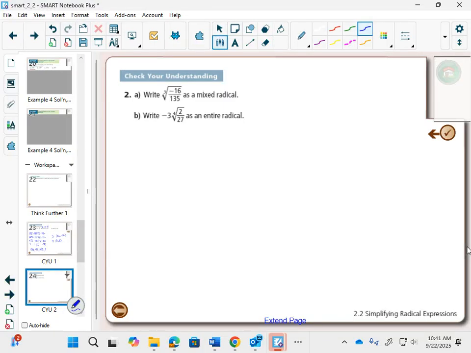Sometimes you're going to be asked to have entire radicals written as mixed radicals, and sometimes from mixed radicals to entire radicals. So for part A, if we want to do this, we have to think of our powers chart.